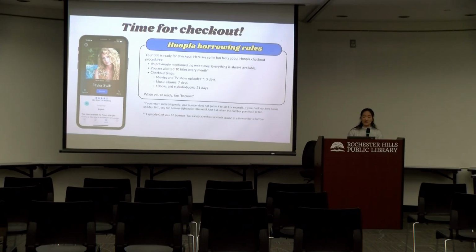Speaking of borrowing rules, you are allotted 10 borrows per month, a maximum of 10 borrows per month. So I'm going to explain what that means. If, for example, you check out 2 items today, you have 8 more borrows to use by the end of the month, because 10 minus 2 is 8. You have a maximum of 8 more borrows before the end of the month. For example, if you return those 2 items early, the number does not go back up to 10.